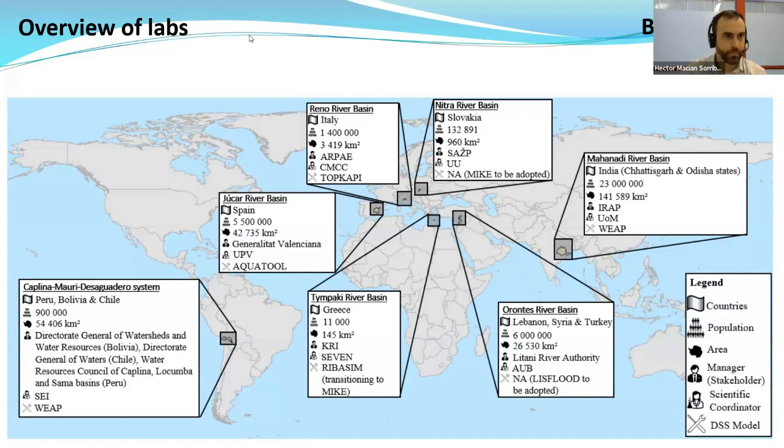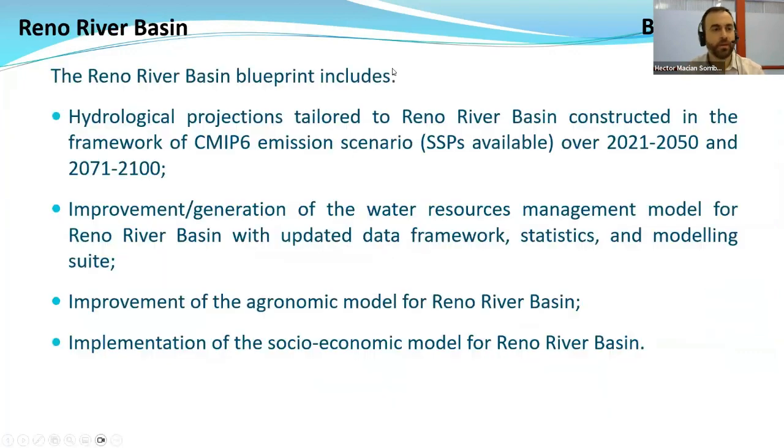The first lab is the Reno River Basin, and compared to the current modeling suite, the blueprint of the new modeling suite depicted in TRANSCEND includes new hydrological projections tailored to the SSP scenarios constructed for the river basin over 2 periods, 2021-2050 and 2071 to the end of the century. And this use of SSP scenarios is a constant, something repeated in all the labs.